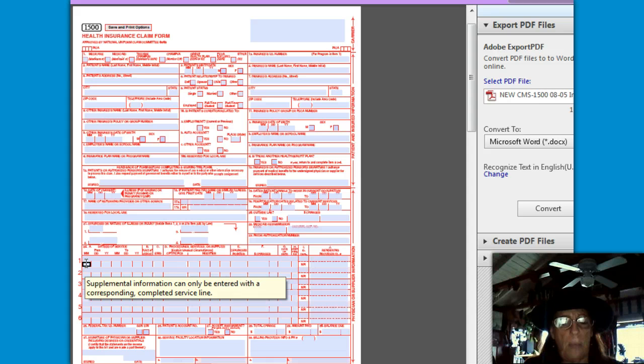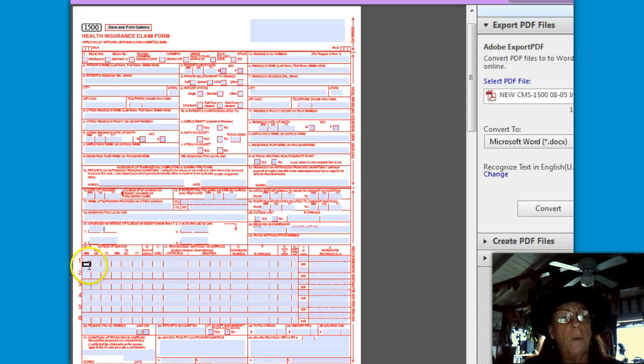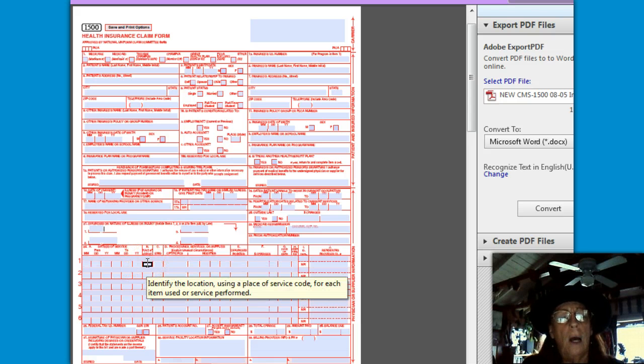But usually we just type in one service, and when we do that, we only need the from date. We leave the to date blank. Place of service code, these are indicated in your CPT book, and place of service would be, for instance, a doctor's office would be an 11, a hospital inpatient would be 21, hospital outpatient would be 22.